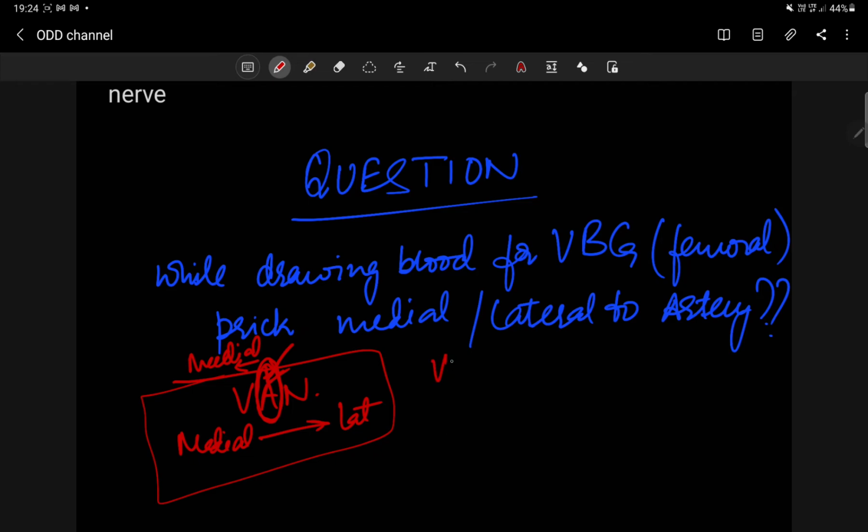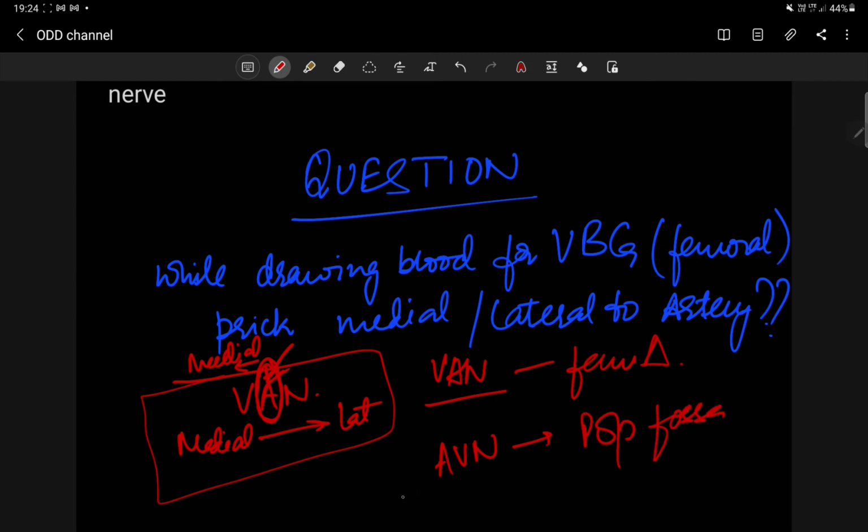Now, while we are discussing the VAN mnemonic for the femoral triangle, we can also learn another mnemonic, that is AVN, which is for the neurovascular arrangement in the popliteal fossa. This arrangement is also from medial to lateral.